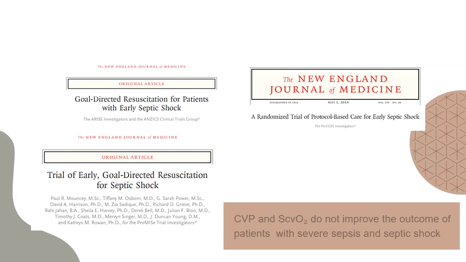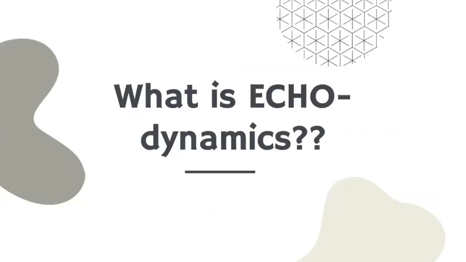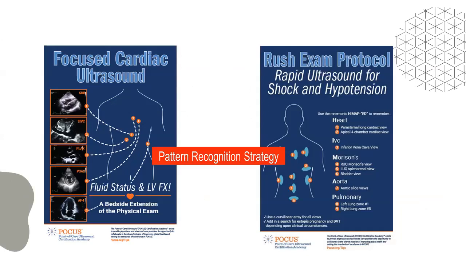These are some of the journals and articles that came out to show that your CVP and your ScvO2 are not reliable indicators of whether patients are going to be fluid responsive. They indicate that the patient may be under-volume and may benefit from fluid boluses, but they can't tell you in which part of the Frank-Starling curve the patient is. So what is echodynamics? As I just said, we use echo as a hemodynamic monitoring tool. How do we use it? We use it as a qualitative assessment and as pattern recognition strategies.